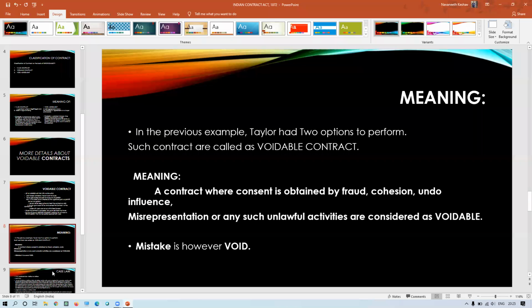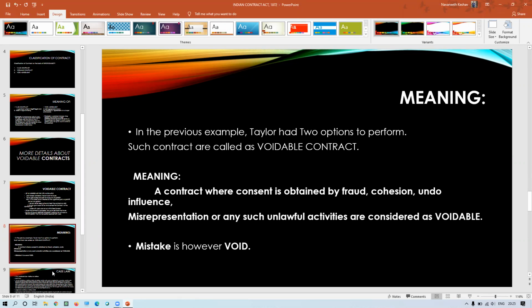A voidable contract has some amount of lawful activity, or it holds some value in the eyes of law, until and unless the plaintiff goes to the court and says that whatever contract I have signed was not from my free consent, and I was forced, or it was coercion or something. It holds some value in the eyes of law. That is exactly what a voidable contract is. When we get into the legal terms and define it, a contract where consent is obtained by fraud, coercion, undue influence, misrepresentation, or any such unlawful activity is considered voidable.